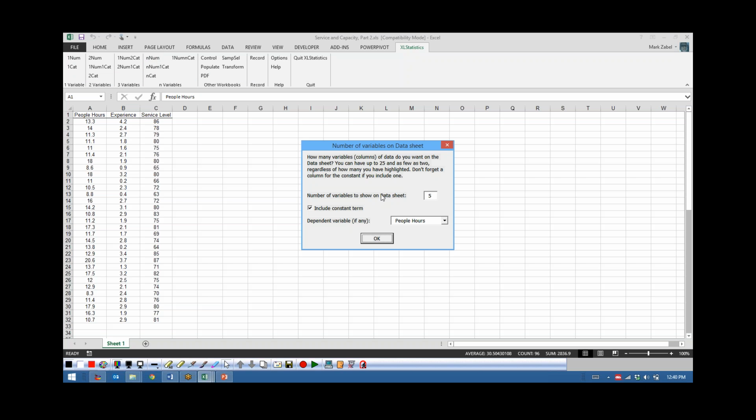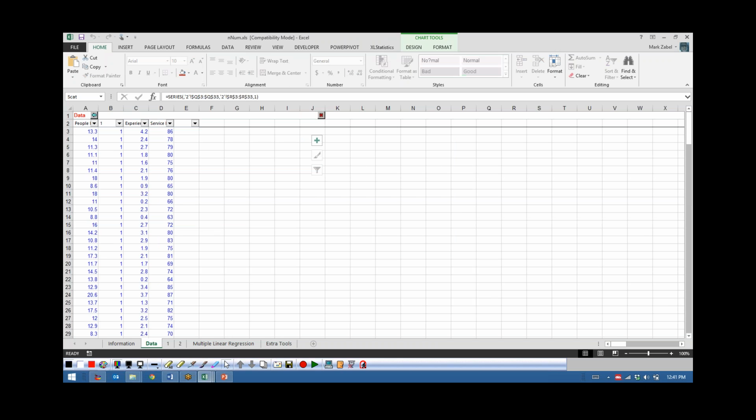All right, it says 5 variables to show on datasheet. That's pretty weird because I only have 3, but let me just go ahead and click on this. And it says it wants my dependent variable. Dependent variable is stat speak for what is my y, what's my output. I'll just show you that it's going to put people hours out there. We're going to want service level, but you can always change that later, and I'm going to show you how to do that. Okay, so it opens up a sheet, and you'll notice now we have other data in here. I'm not sure why it gave us a blank, but it did, which I guess is fun.